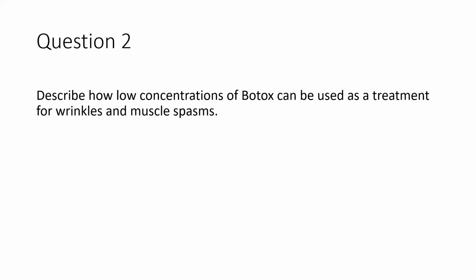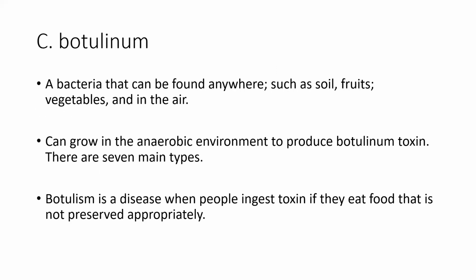Question 2, how can a low concentration of Botox be used as treatment for enclosed muscle spasm? First, Clostridium botulinum is a bacteria that can be found anywhere in soil, fruit, vegetable, and in the air. They can grow in an anaerobic environment to produce botulinum toxins. They are seven main types. Botulism is a disease when people ingest the toxin, that is, they eat food that's not well preserved.